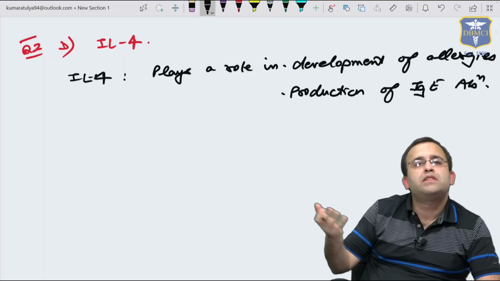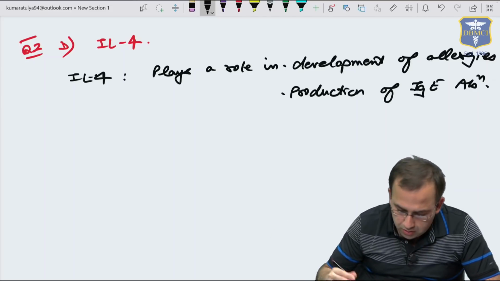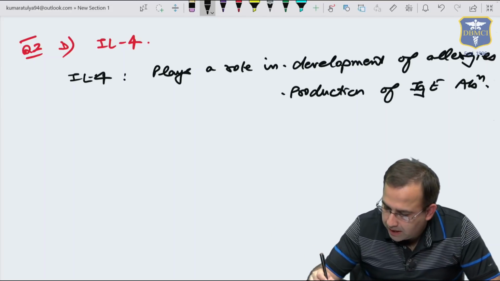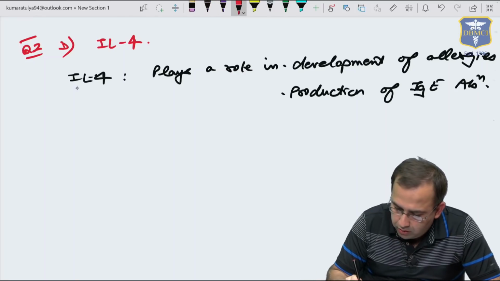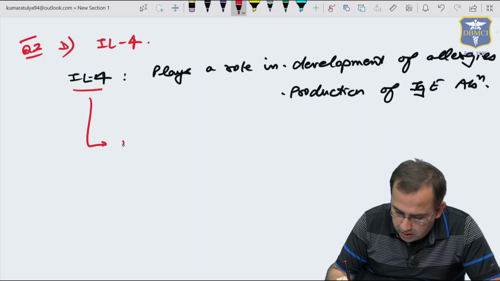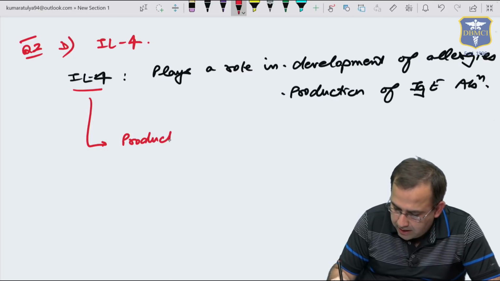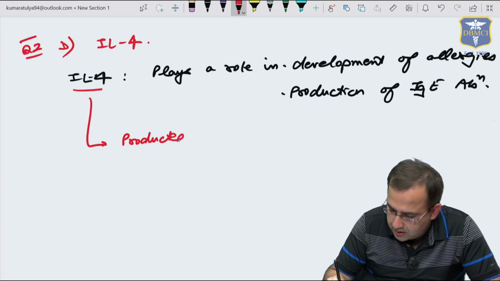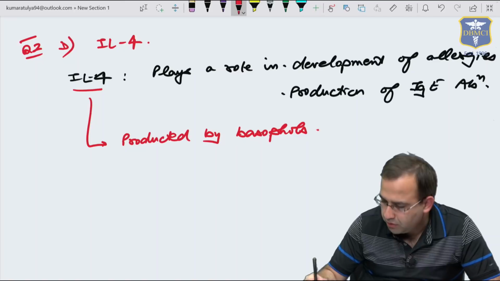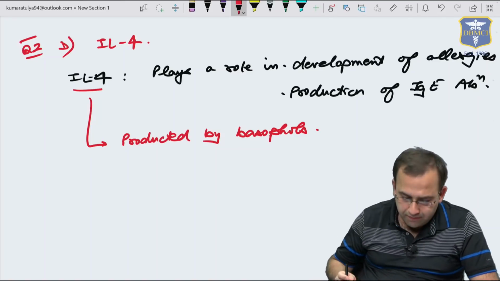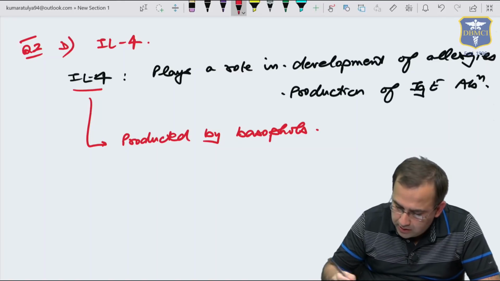Basophils produce interleukin 4. Interleukin 4 is produced by basophils and plays a role in allergic reactions. Next point, what does it do?